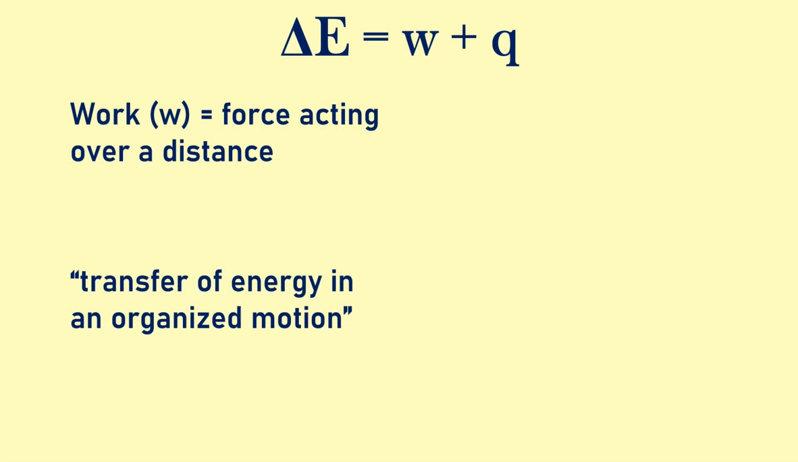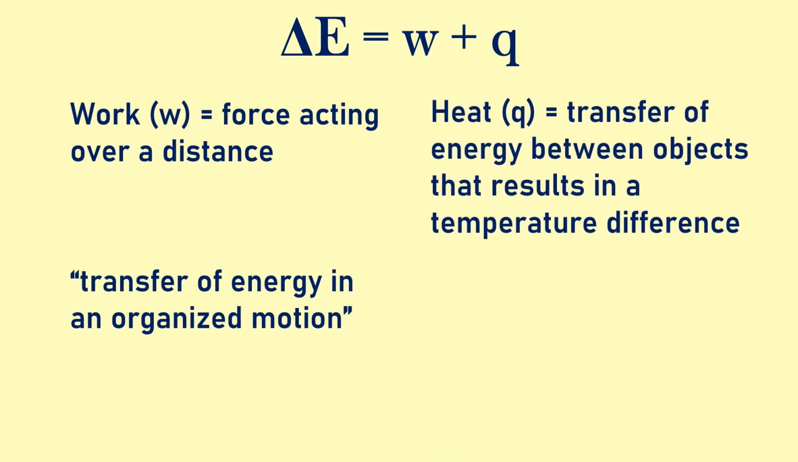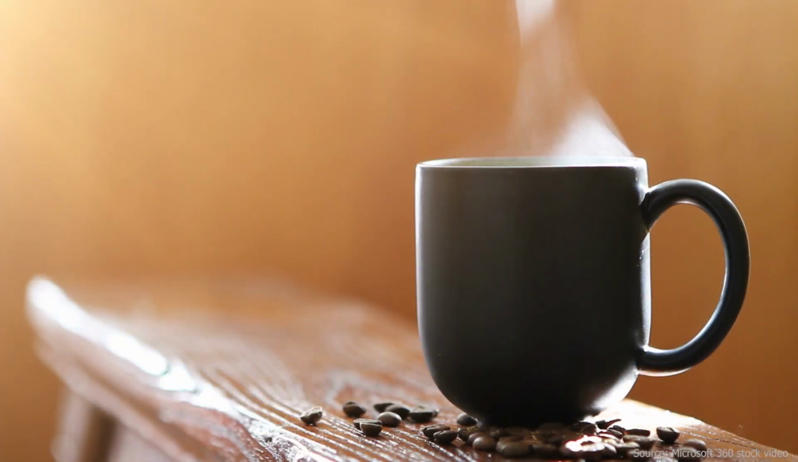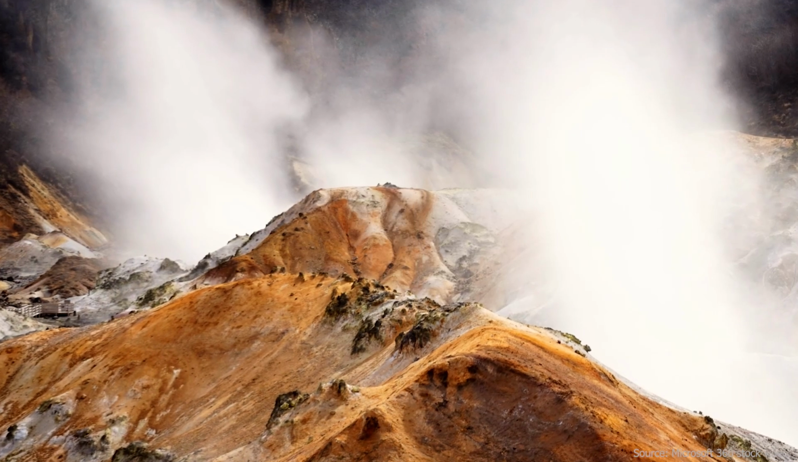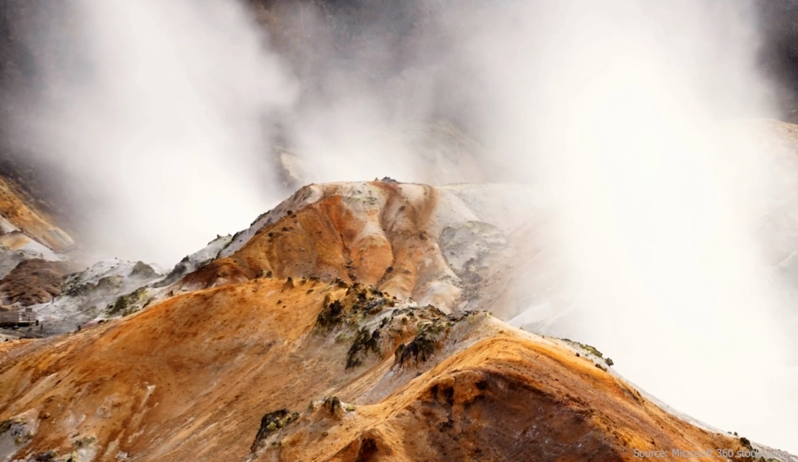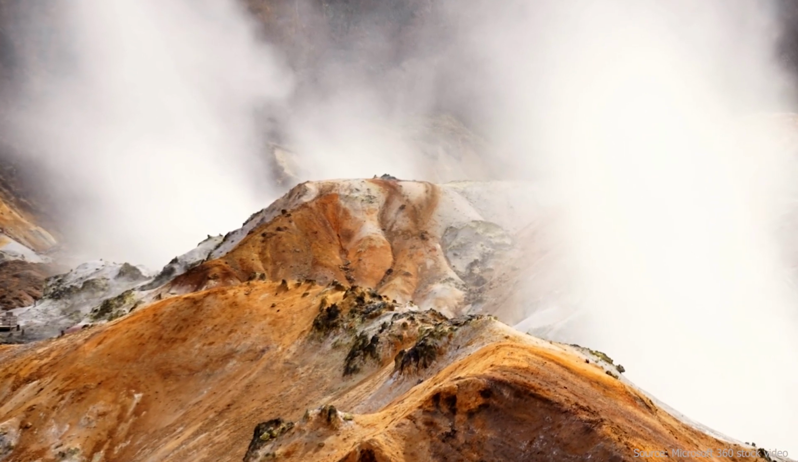Heat, represented by a lowercase q, is defined as the transfer of energy between objects that results in a temperature difference. Another way to think about this is heat is the transfer of energy in a disorderly motion of molecules. This is called thermal motion. As you might imagine, when energy is transferred to water in the form of heat, the water molecules move in a very disorganized way. The steam produced is made of water molecules in the gas phase moving in a disorderly, random motion.